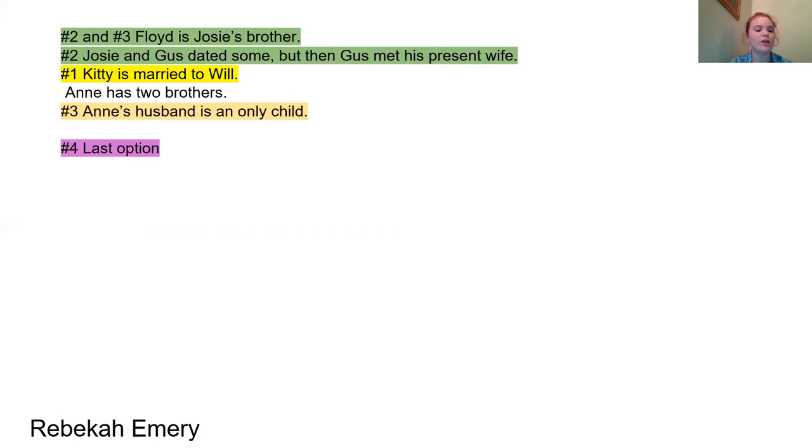We are told that Floyd is Josie's brother. Josie and Gus dated some, but then Gus met his present wife. Kitty is married to Will, and he has 2 brothers, and Ann's husband is an only child.